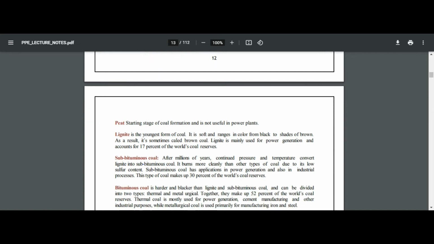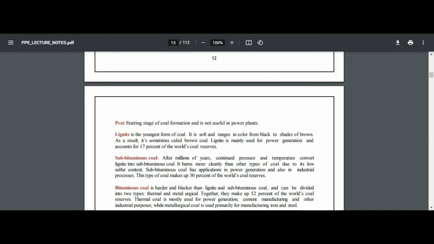Lignite. Lignite is the youngest form of coal, and it is most often used in power plants. It is soft and ranges in color from black to dark brown. As a result, it's sometimes called brown coal. Lignite is mainly used for power generation and accounts for 17% of the world's coal resource.